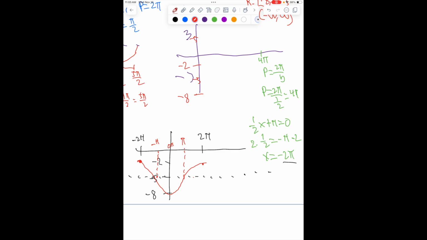So a lot of steps. Again, you've got to identify your amplitude. You've got to identify your period. You have to identify, do you shift that period right or left? And then you have to eventually graph it. And of course, again, this would continue on and on and on.